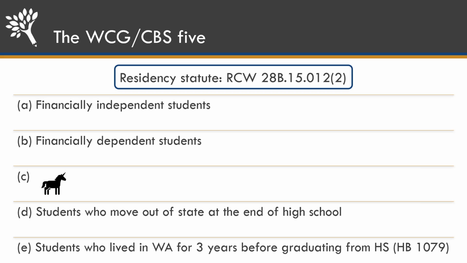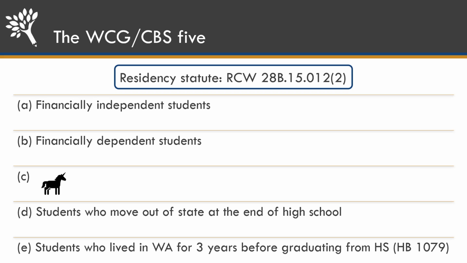And then E is what you may know as HB 1079. It's our tuition equity law for students who are undocumented or who otherwise aren't eligible or weren't eligible for tuition because of their citizenship status. The way it's written, however, is it doesn't say anything about citizenship. It doesn't say anything about being undocumented. It's really just about, did you go to school for 3 years? Did you graduate from here? And did you continue to live here?